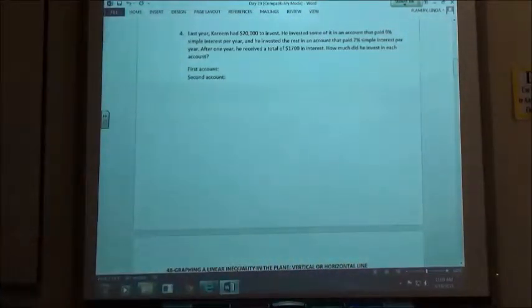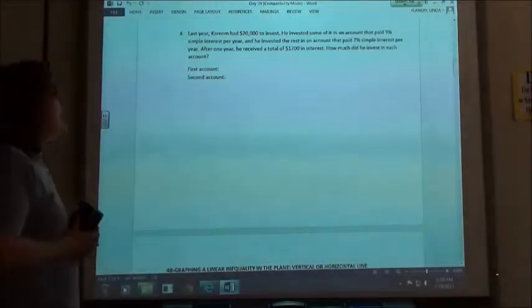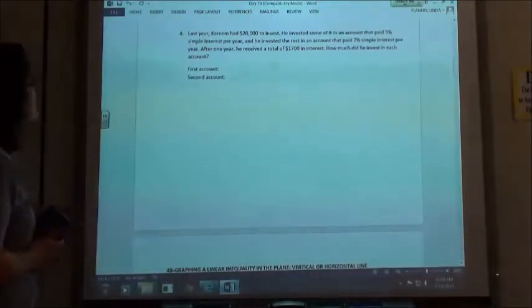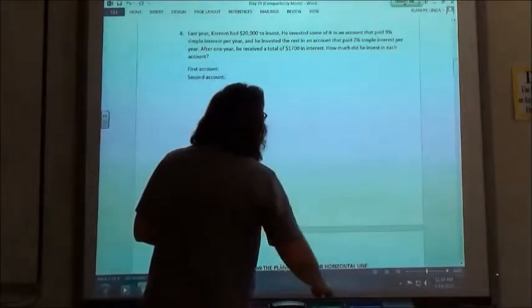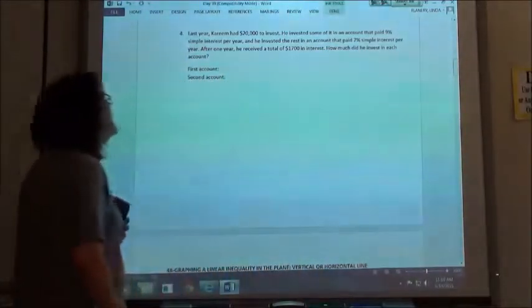It says last year Kareem had $20,000 to invest. He invested some of it in an account that pays 9% simple interest per year. He invested the rest in an account that pays 7% simple interest per year. After 1 year, he received a total of $1,700 in interest. How much did he invest in each account?